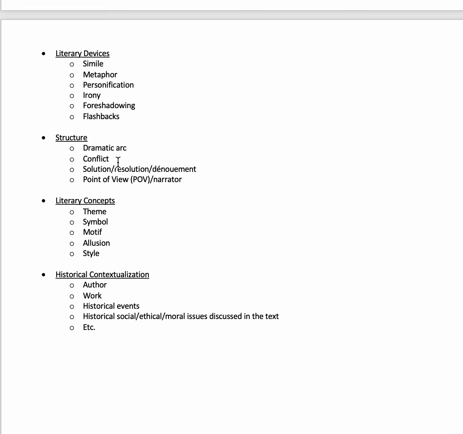And like I said, secondarily, look at the historical context. So think about the author's biography, the work itself. Why is it impactful? What are the historical events surrounding it? And what are the issues discussed?